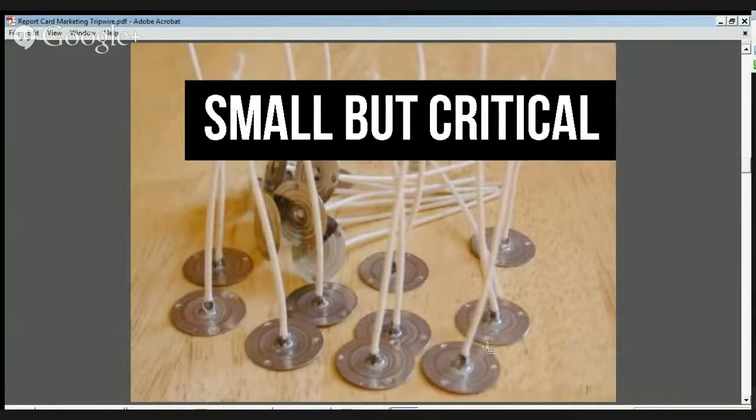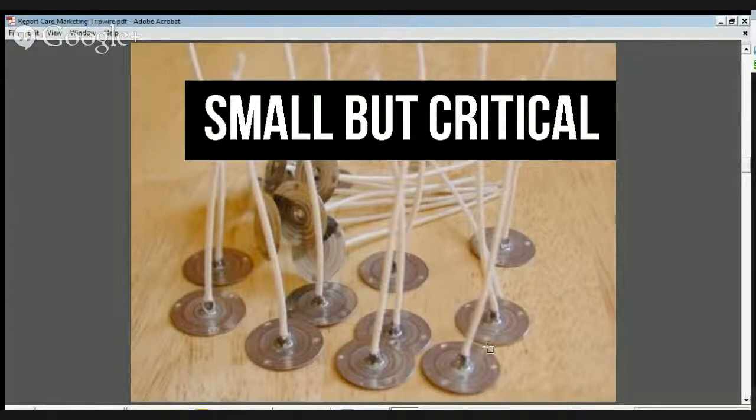Now here's one of the best examples I love that you need to look at and see if you can find a correlation to your business. So these are candle wicks for the candle business, right? The story goes, if you want to be in the candle business, what is the commodity that everybody in the candle making business has to have? That's wicks.